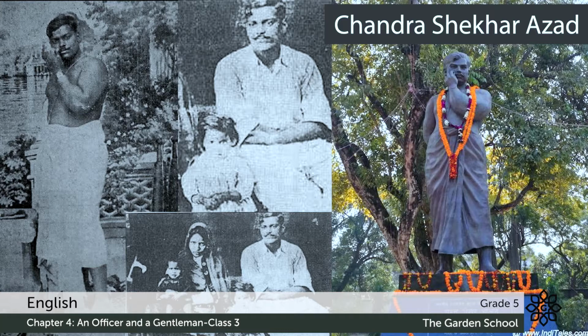Chandrasekhar Azad was born in 1906. He went to Banaras to study Sanskrit. In 1921, he joined the non-cooperation movement. The situation became very tense and the boy was arrested. The judge asked him his name. He said his name was Azad, which means free. Each time he was hit with a whip, he cried out, Bharat Mata Ki Jai. He died at the age of 25.